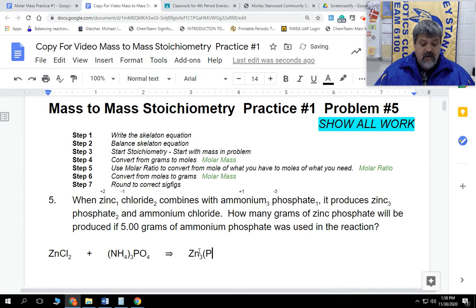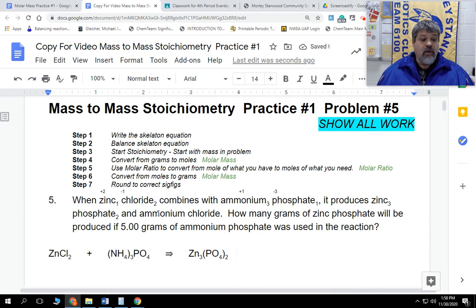It's going to be PO4, parentheses. And then we have to put a subscript of 2 because that's how many we have right here. And we figured out how many we have. So we're going to put a subscript of 2.